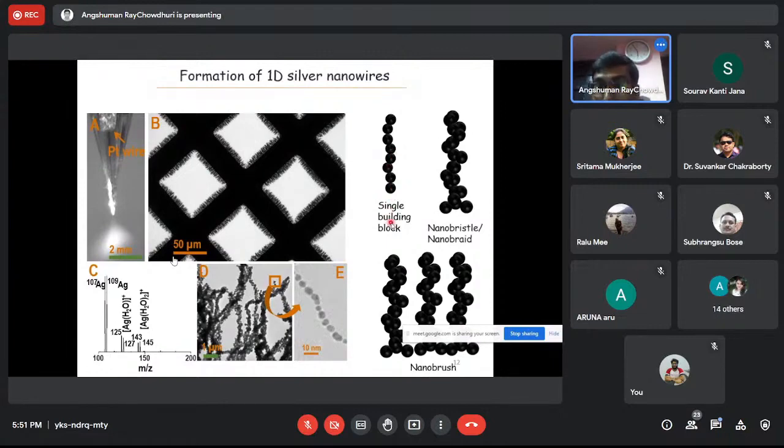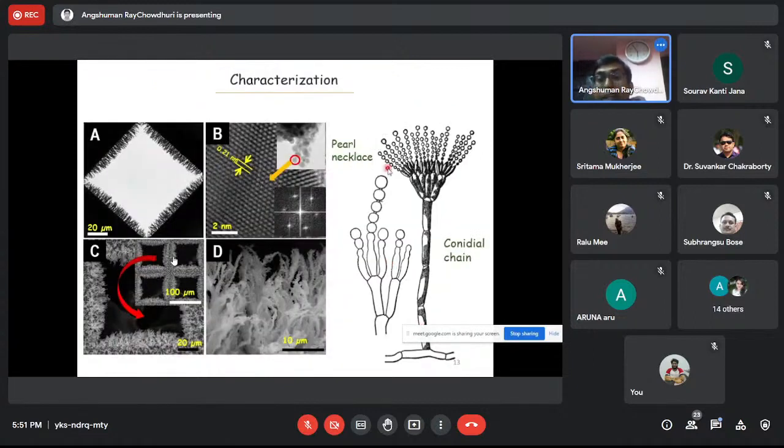At the beginning of the spray this type of assembly will form. When the spray time is longer, then this type of bristle kind of structure is observed. When they have sprayed for more time, then the nano brush kind of structure is happening, and they term these things a necklace. The pearl necklace kind of structure is observed, and a beautiful nano bush kind of structure is obtained. And these nano bushes have been applied for many applications that I will come to later.